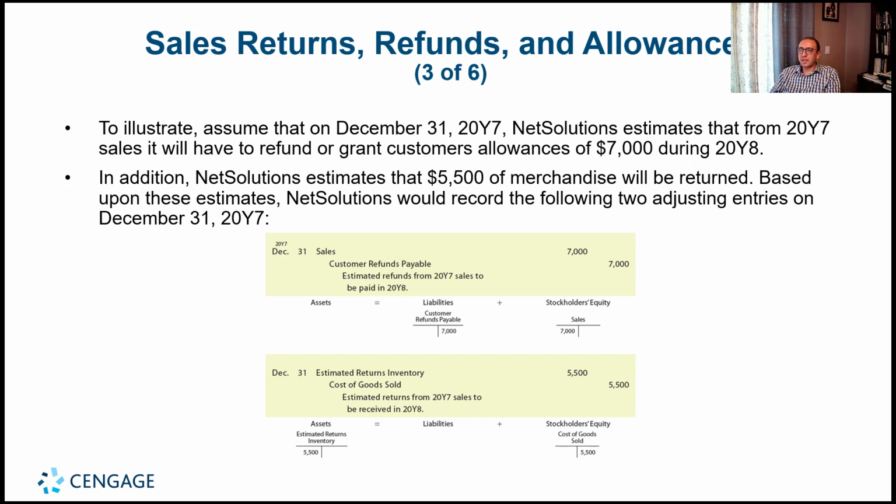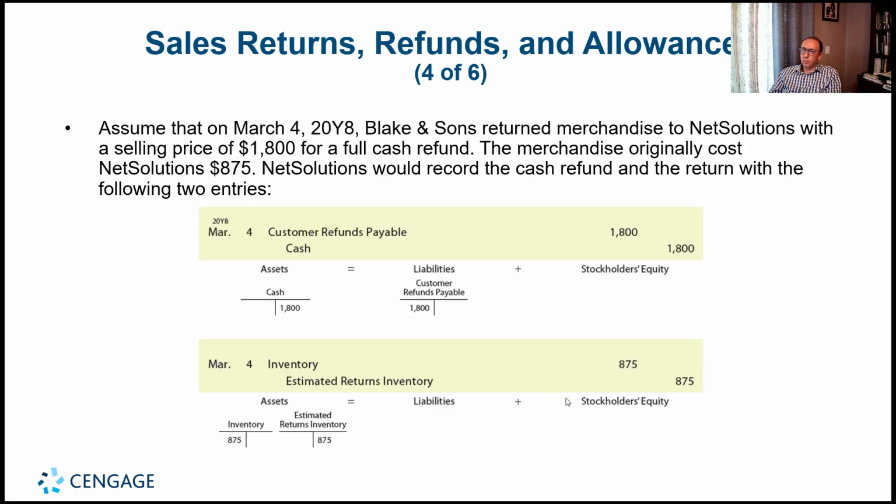So to do that, we make an estimate in year 7 for how much returns are going to be expected in year 8. So we're going to debit sales and credit customer refunds payable, and that's on December 31st. Remember, customer refund payable is a liability account for our estimate of $7,000. And then we estimate the returns inventory to have a value of $5,500, so we debit estimated returns inventory $5,500, and we credit cost of goods sold for $5,500.